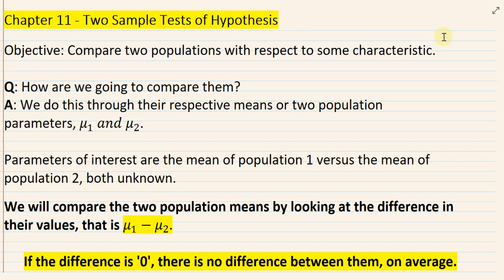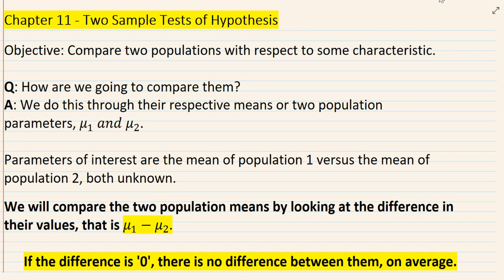So we are in chapter 11, two sample tests of hypothesis. In this chapter, we would like to be able to compare two populations with respect to some characteristic. That would be the random variable, the characteristic. So the question might be, how are we going to compare these two populations? Perhaps the best way to compare two populations is through comparison of their respective population means.